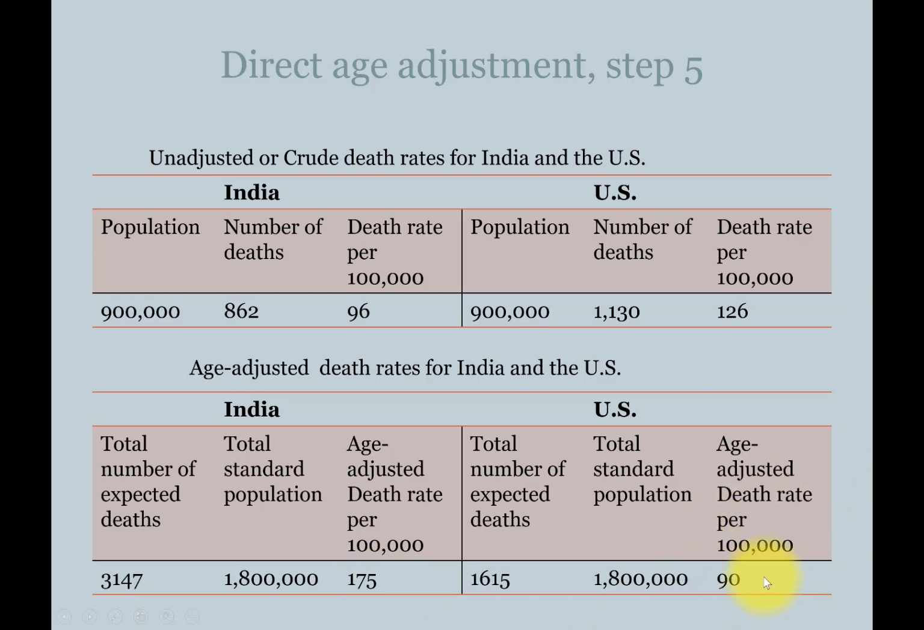Look how different that looks. So in the crude rate, it was the opposite. It seemed that the US had a much higher death rate than India. Once we age adjusted and took into consideration the differences in age distribution between the two countries, we start to get a different picture, right? And the picture that we're getting is that actually the United States has a much lower death rate, okay, than India.